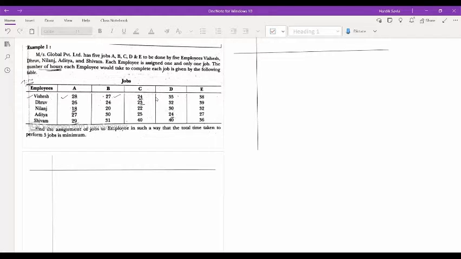Find the assignment of jobs to employees in such a way that the total time taken to perform 5 jobs is minimum. So we don't have to just assign things. We have to assign in such a way that we are able to get the jobs done at the fastest possible time, that is, the lowest possible time. So before starting with the problem, we always check for 2 basic conditions. One is the problem should be a minimization type problem, and the other is the problem should be a balanced problem. So looking at the information, what do you all think? Is it a minimization type problem or not?